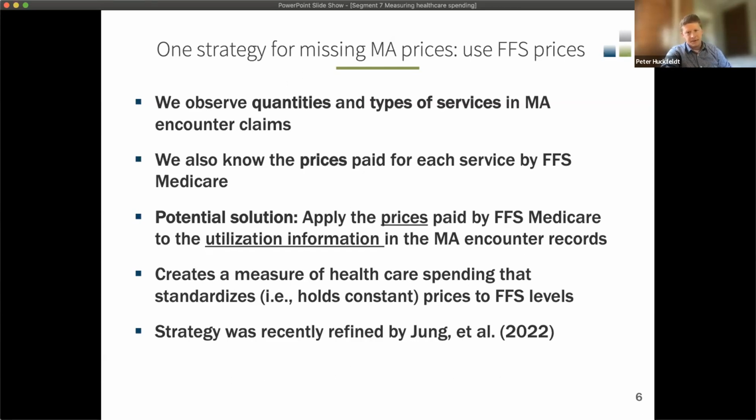fee-for-service levels. And in fact, our fellow ResDAC faculty member, Jia Zheng, also published a paper in Health Services Research this year that refines a strategy for doing this. And I think it's definitely worth checking out that paper.